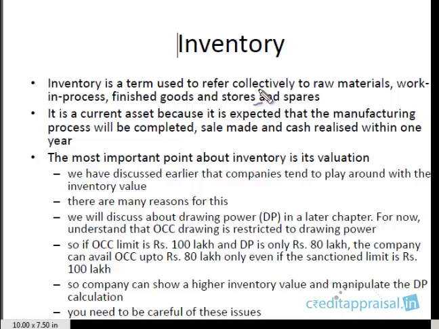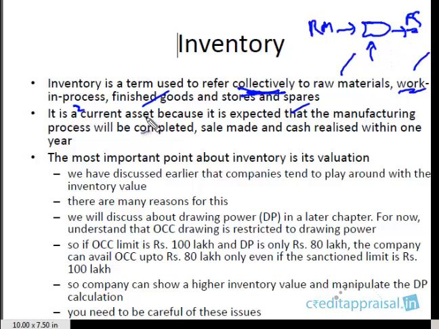Now inventory is actually a collective term, right? This includes various items: raw material, work in progress, finished goods, stores and spares. Raw material is the raw material, something which you work on, right? Then work in progress is where raw material has already started production, some process is going on, but it is in the in-between stage. It is not yet converted into fully finished goods. This is work in process. Finished goods is a completed product. It is completed but not sold, right? It is in the godown.